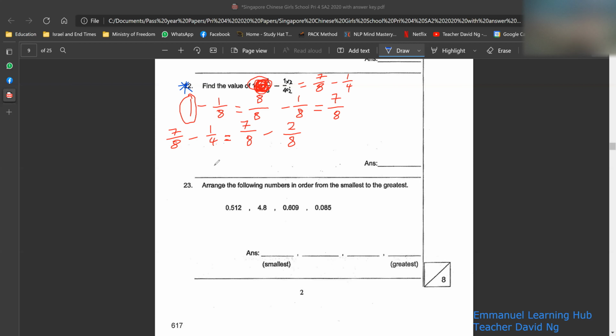A better explanation would be, 4 multiplied by 2 gives me 8. So 1 multiplied by 2 will give me 2. Why multiply by 2? Because 4 multiplied by 2 gives me 8. The denominator and the numerator must multiply by the same constant in order to be the same fraction. Since 4 multiplied by 2 gives you 8, 1 must multiply by 2 to give you 2. So 7 over 8 minus 2 over 8, what do you have?